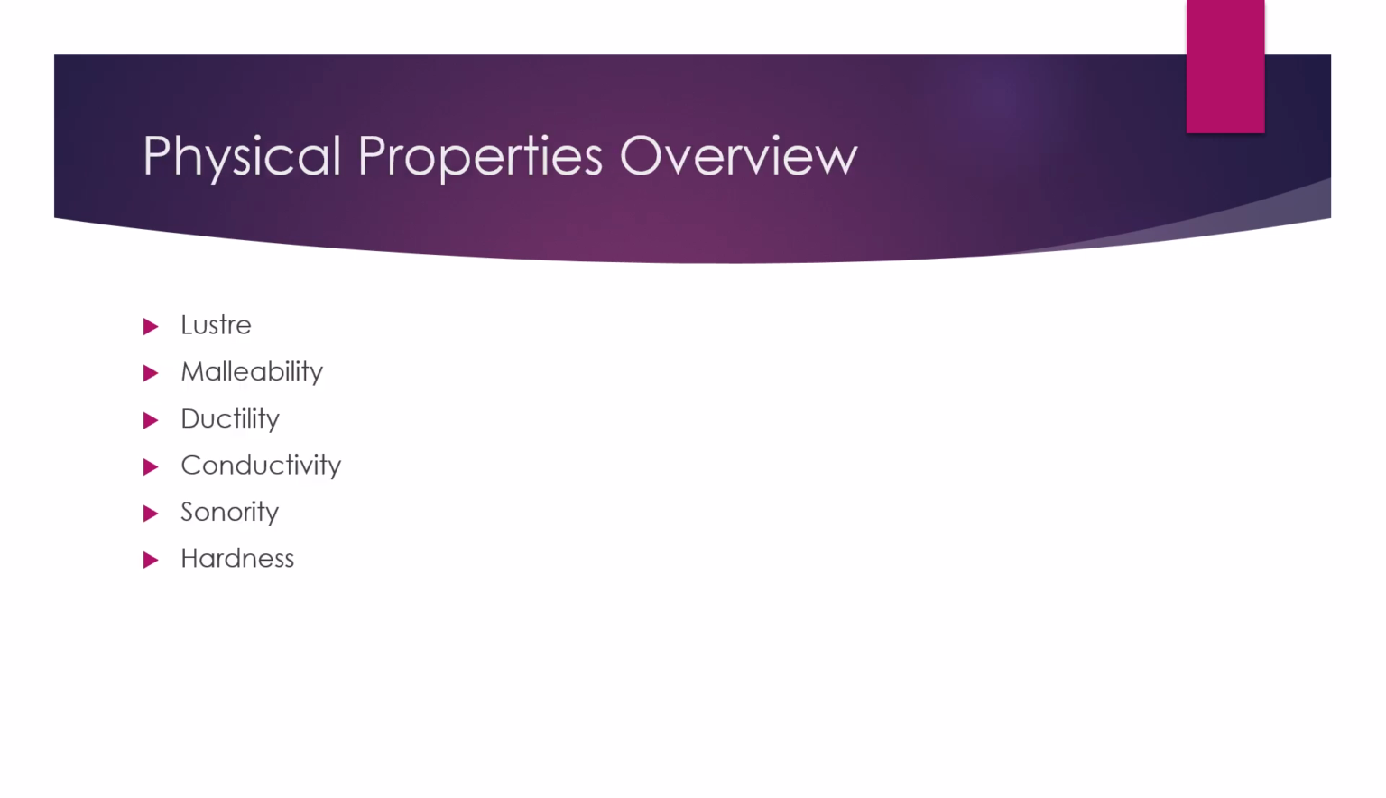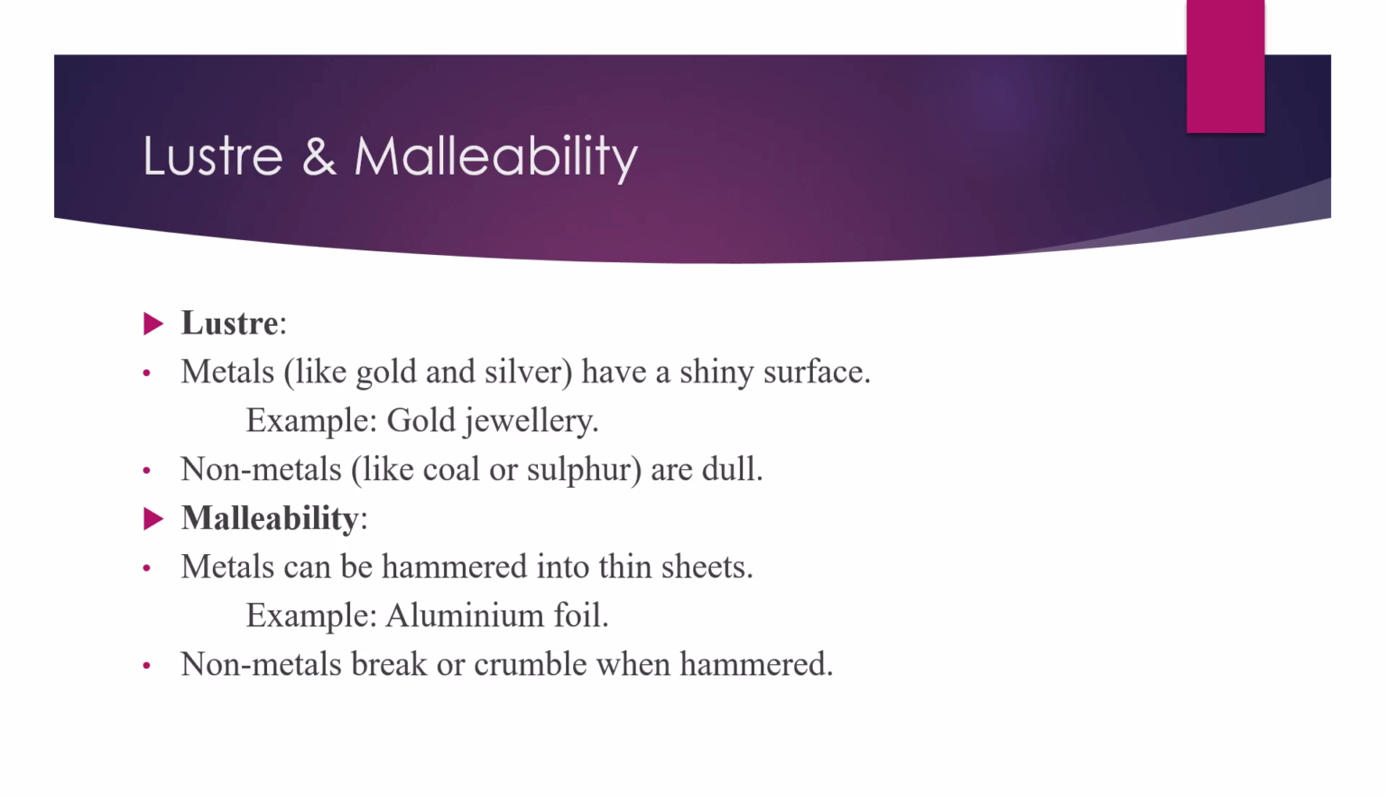Physical properties overview. In the physical properties, we will see luster, malleability, ductility, conductivity, sonority, and hardness. So, the first physical property is luster. Metals like gold and silver have a shiny surface. For example, gold jewelry. Non-metals like coal or sulfur are dull.